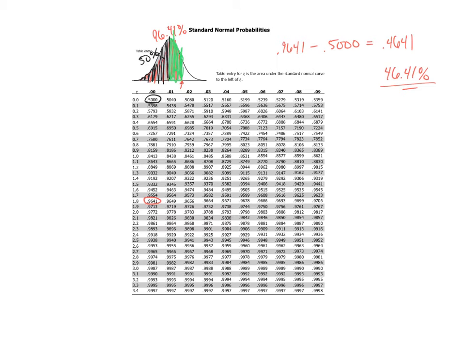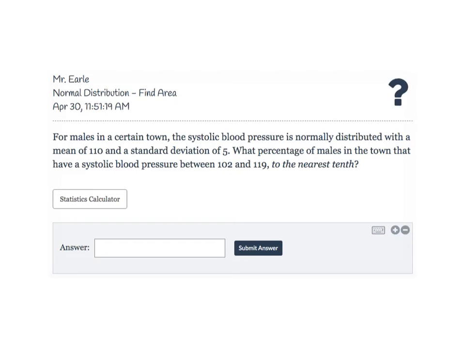What I want to do now, though, is one example of a Delta Math problem like what you're going to see in the homework today. So here's an example of one that you might get today. For males in a certain town, the systolic blood pressure is normally distributed. That's great news. We can use a bell curve with a mean of 110 and a standard deviation of 5.